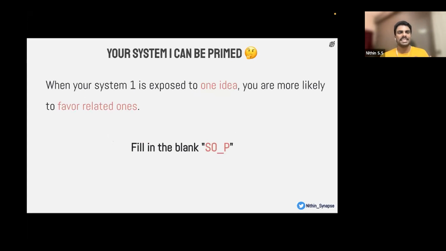And system one can easily be primed. So when your system one is exposed to one idea, you are more likely to have related ones. So we have SO-P. If I am talking to you now by saying something about food, you will be filling the gap as soup. And if I am talking to you something related to washing some of your dishes or washing your clothes or something, then you will be relating it to soap. So that's how the system one, when it fills the gap, it can be primed.